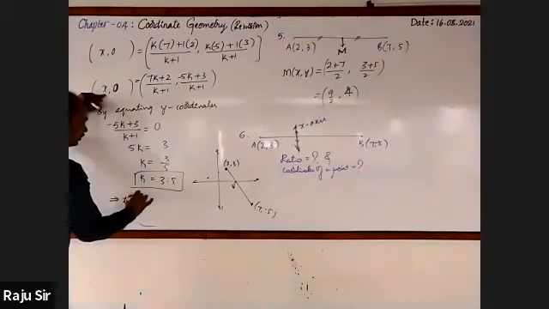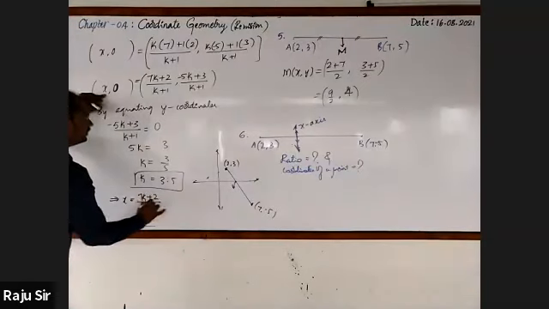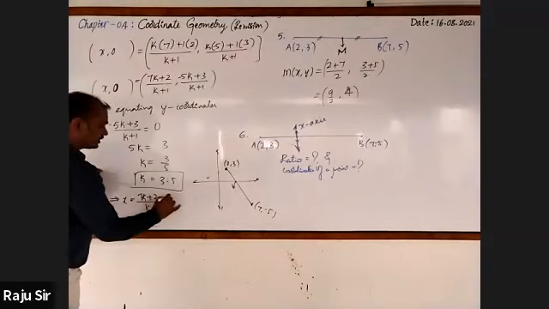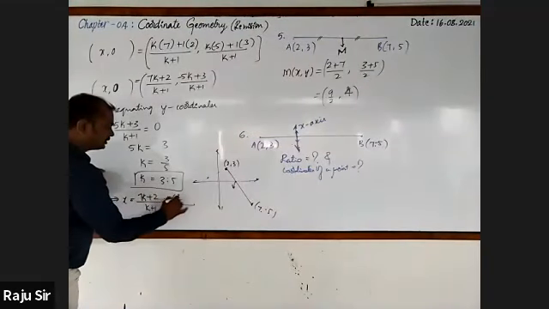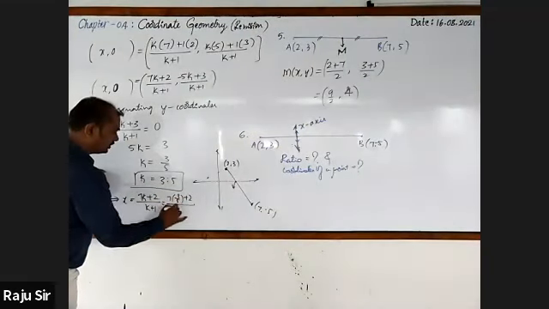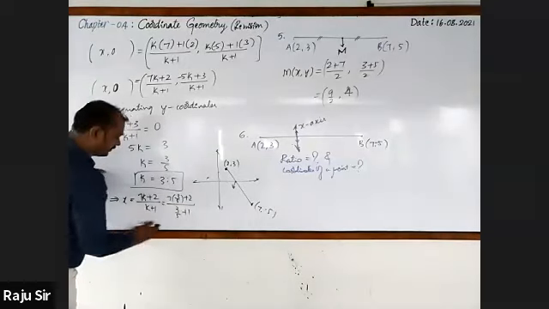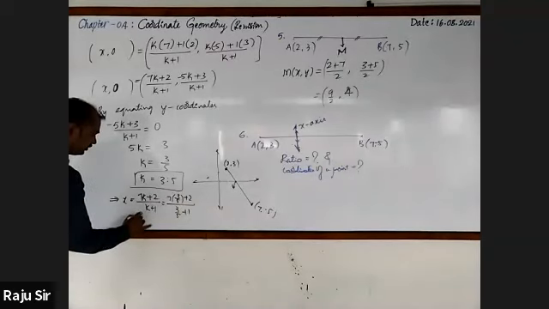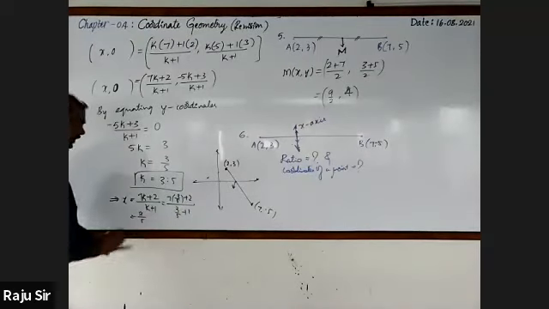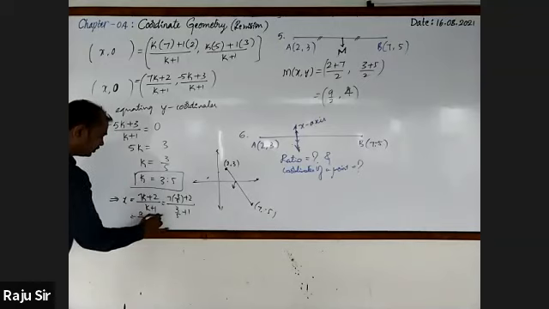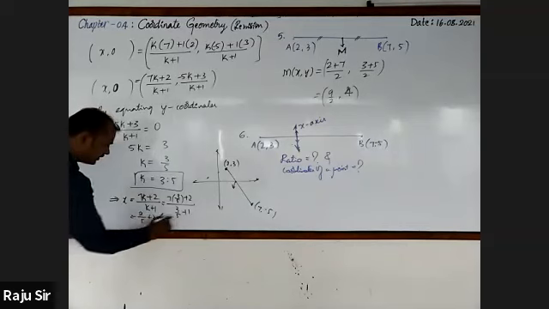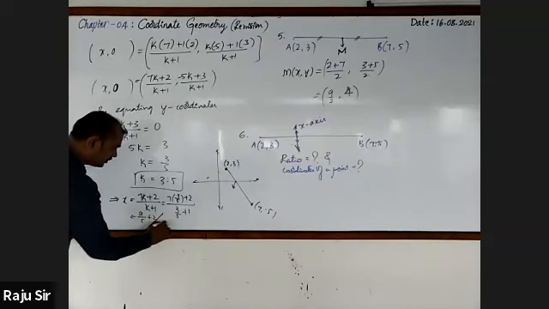So x is equal to (7k plus 2) by (k plus 1). Here 7 into k is 3/5 plus 2, divided by 3/5 plus 1. Multiplying, 7 3s are 21/5 plus 2, whole divided by 3 plus 5, that is 8/5.